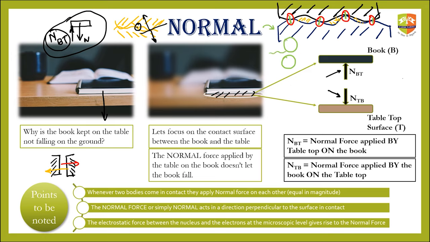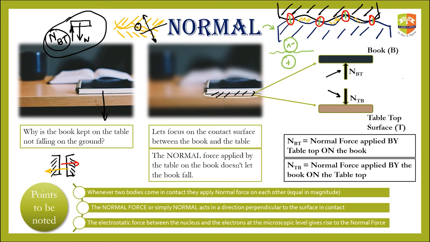Understood? So let's say this is the interface, the contact, but they are so close that electrons revolving here jump to this point. So what will happen? There will be a positive charge here and a negative charge here, isn't it? The moment an electron shifts from one object to the other, it will leave the parent object positively charged. Why? Because electrons are negatively charged. They will go on to the other side and make the other side negatively charged.